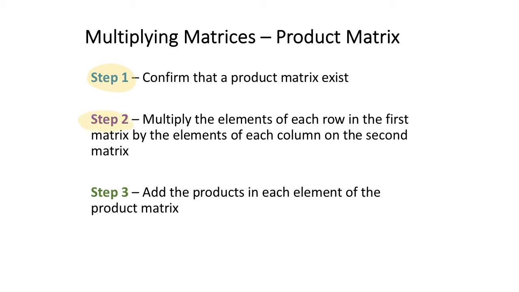Step 2 will be to multiply the elements of each row in the first matrix by the elements of each column in the second matrix. So that will become important when we go ahead and complete our product matrix multiplication. And step 3 will be to add the products of each element together to form the product matrix. So let's have a look at how we can apply this to our powers of square matrices.